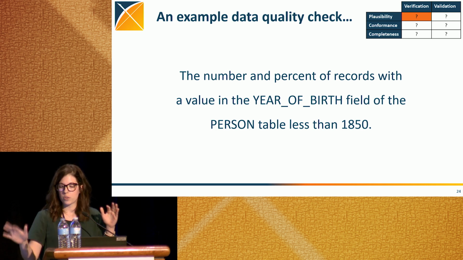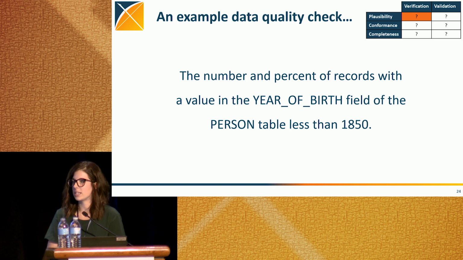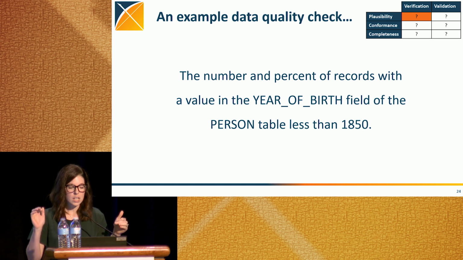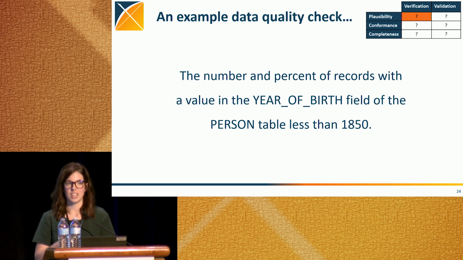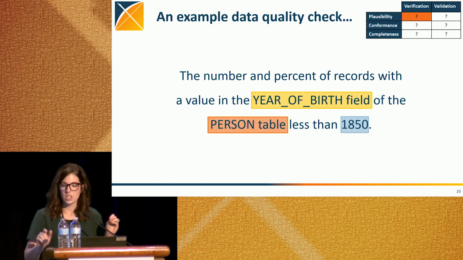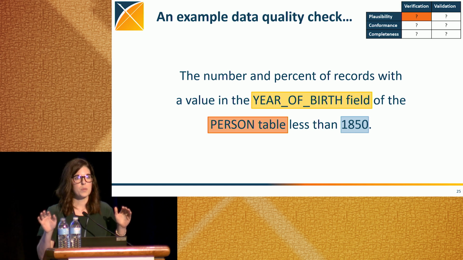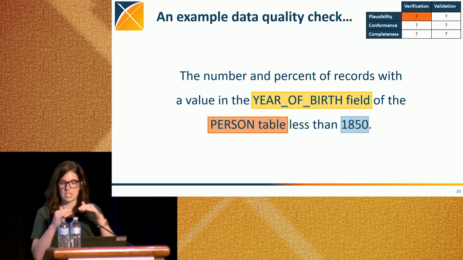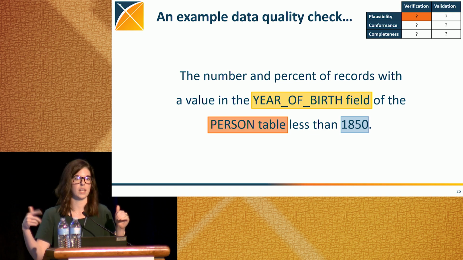So this first check here is going to find the percent of records in my database where there are people having a birth year less than 1850. You'll see it written a little bit differently here up on the slide. It's written as the percent of records with a value in the year of birth field of the person table less than 1850. Admittedly, that's kind of a weird way to write that, but we did that on purpose, because when we started writing our data quality checks like this, we noticed something. These three fields that I've highlighted really have no bearing on the calculation at all. That underlying statistic stays the same no matter what things I rotate in there.